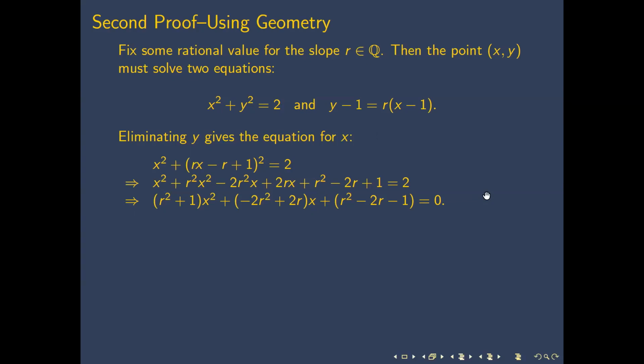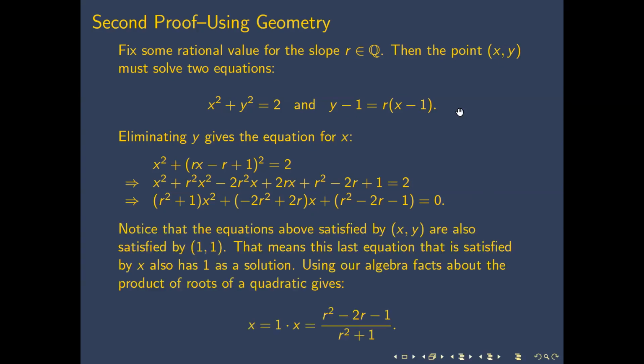If we think about where this equation came from, it came from saying the point x, y solves these two equations. Well, do we know another point that solves these two equations? Yes, we do. It's the point 1, 1 that we started with, right? I mean, 1 plus 1 is 2, and 1 minus 1, so 0, is 0 for the second one.